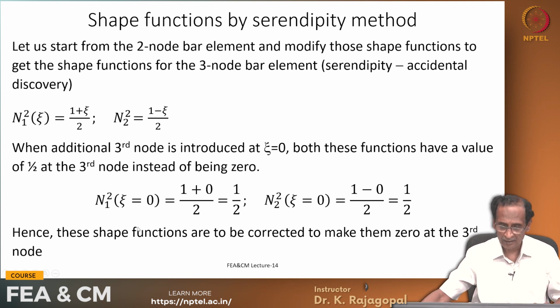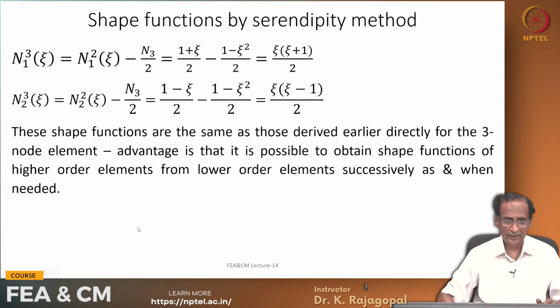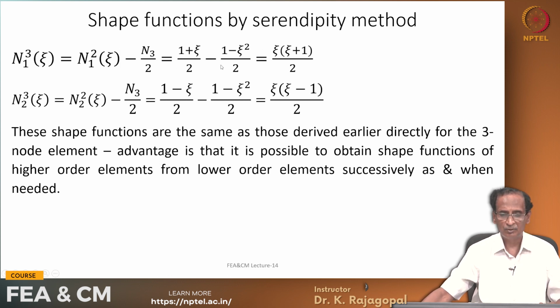Okay. And so, we can do the correction like this: n1 for the 3 node bar element is n1 for the 2 node bar element minus n3 by 2, that is (1 plus xi) by 2 minus (1 minus xi square) by 2, and that comes to xi times (xi plus 1) by 2. Similarly, the n2 for the 3 node bar element is n2 for the 2 node bar element minus n3 by 2, that is xi times (xi minus 1) by 2.